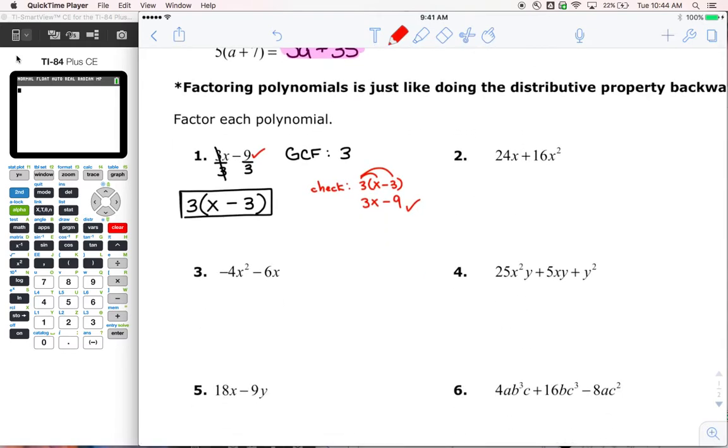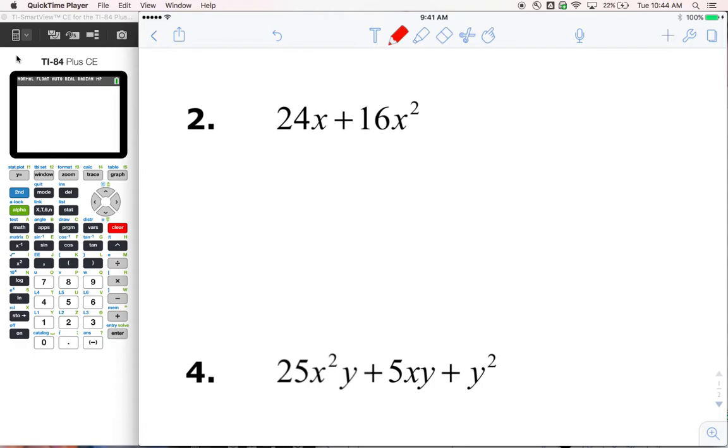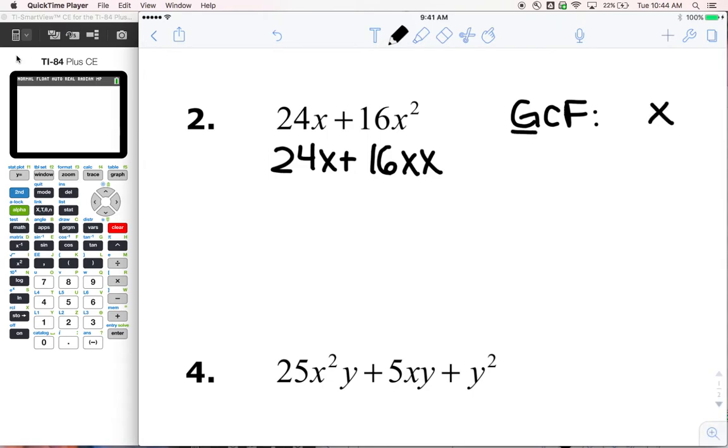Okay, let's try another one. Question 2. Looking for my greatest common factor, my GCF. I can see that they both have x, and this one has x squared. What if I write this as 24x, and I write this as 16xx? They have x in common. What's the greatest number they have in common? Well, this has 1 and this has 1. So the greatest they have in common is just 1x, x to the first power. So don't put x squared here, y'all. That would be wrong. Just x.